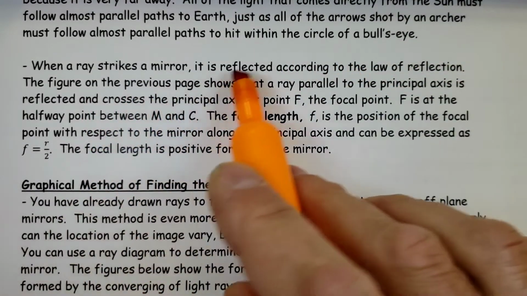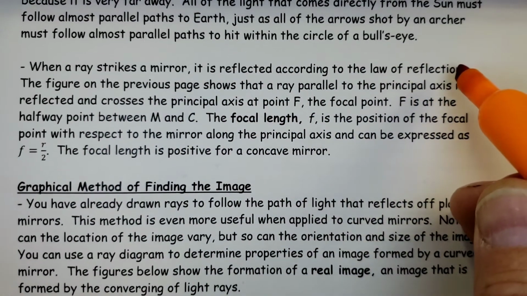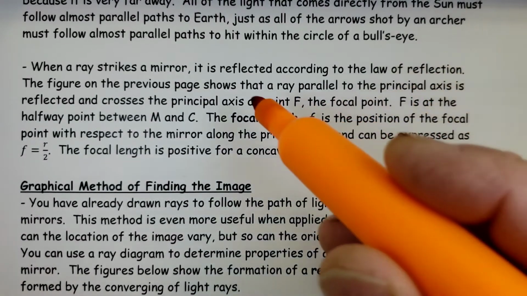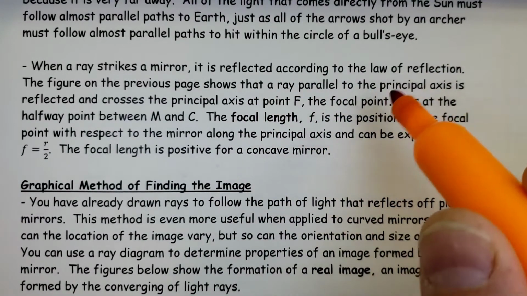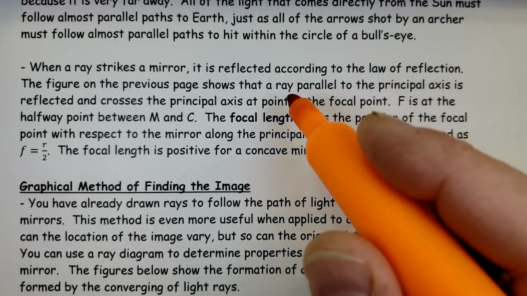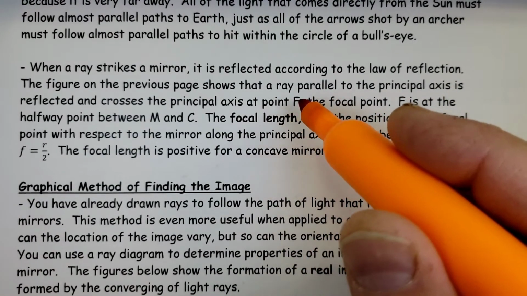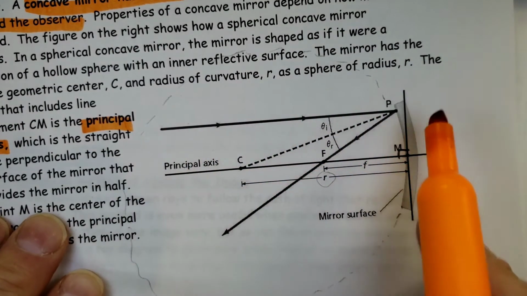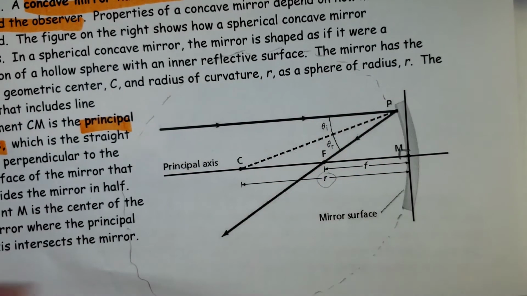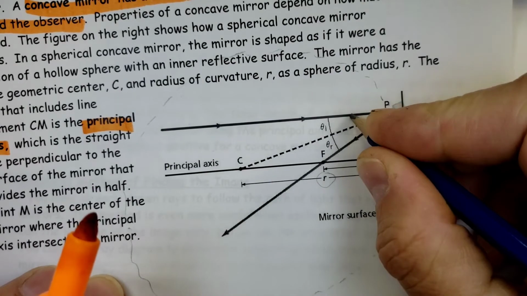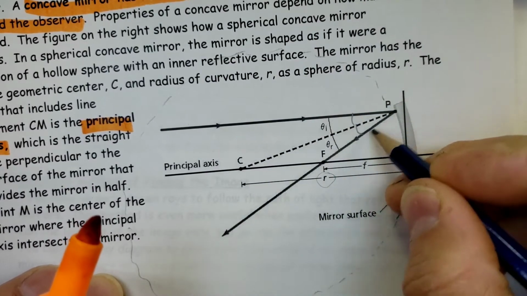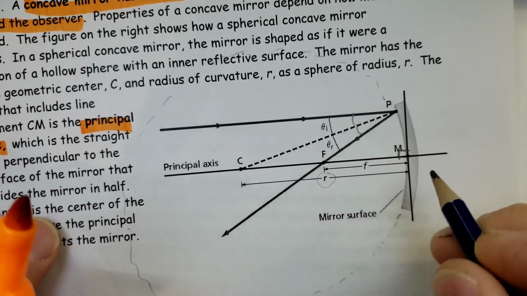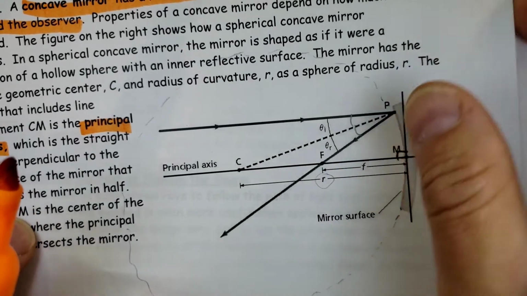When a ray strikes a mirror, it is reflected according to the law of reflection, so angle i equals angle r. The figure on the previous page shows that a ray parallel to the principal axis is reflected and crosses the principal axis at point P, the focal point. So if you take a look back at this diagram, a parallel ray comes in. When it hits the mirror, especially if it's a curved mirror, angle i equals angle r, it reflects out and goes through that focal point. Okay?